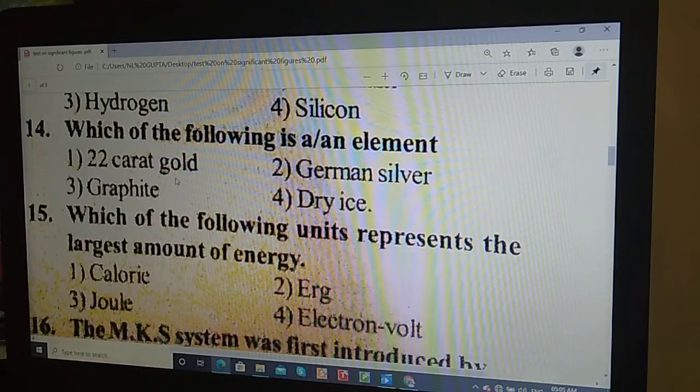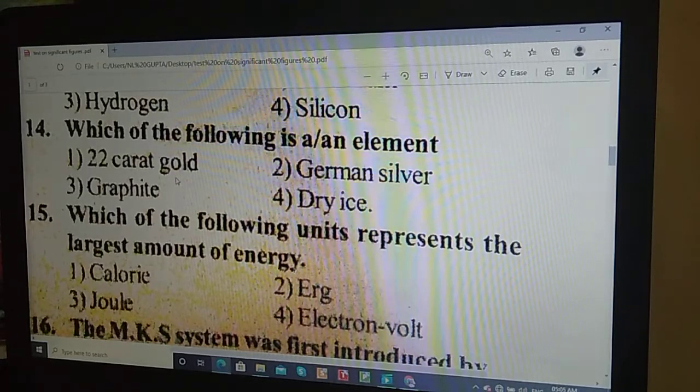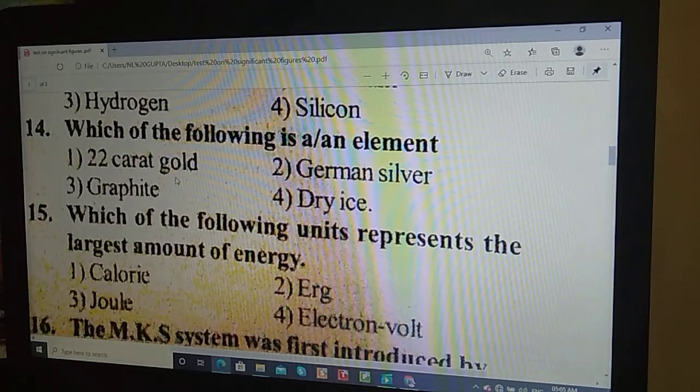22 karat gold, no, it is not an element. German silver is also not an element. Dry ice is also a compound, not H2O. And graphite is the element, student, the graphite formula is C. So the correct option will be option number 3.